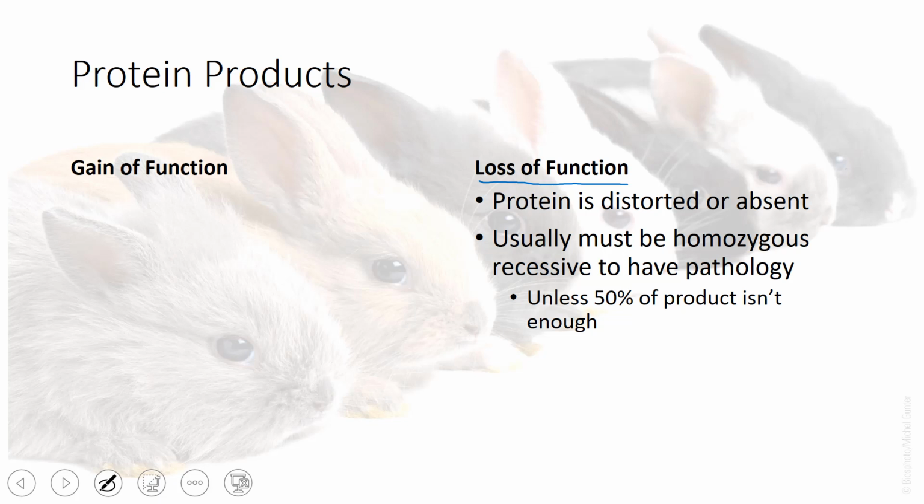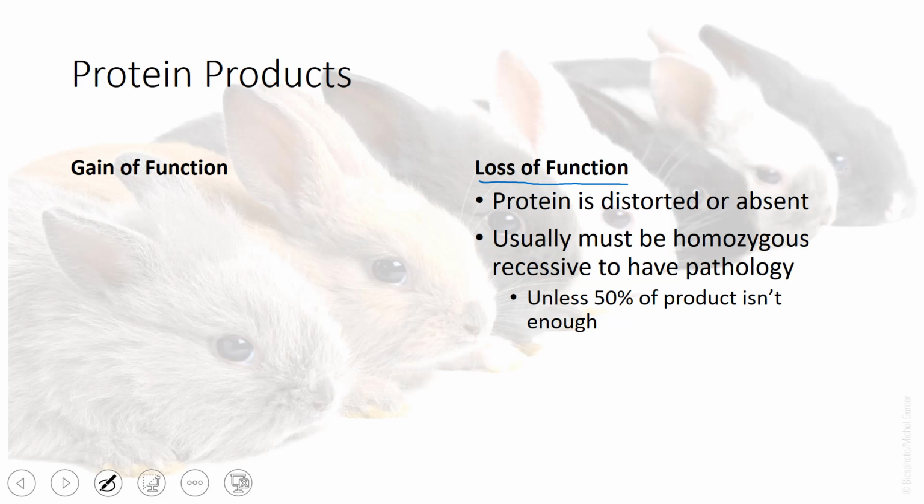Now, there are some cases in which that's not the case, because you may only make potentially half of the product, and that might not be enough. And this is called heterozygous insufficiency, when the loss of function mutation is demonstrated even in heterozygous individuals and not just in homozygous recessive individuals.